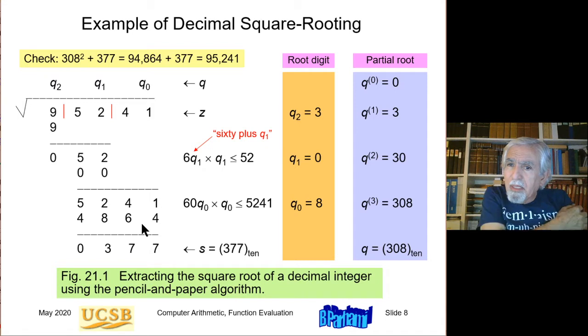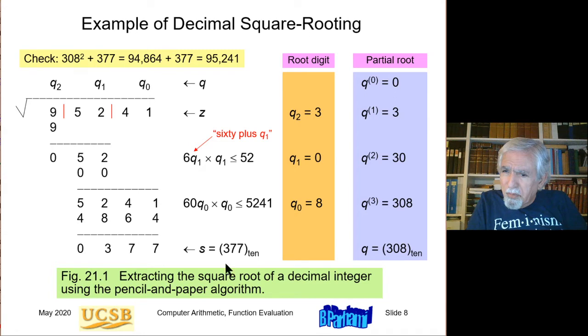Okay, so suppose I want to extract the square root of the decimal number 95,241. The square root of this number happens to be 308, because 308 squared plus the remainder, which happens to be 377, is 95,241, which is what we started with. Notice that the remainder is larger than the root. As I mentioned before, it can be up to twice as large.